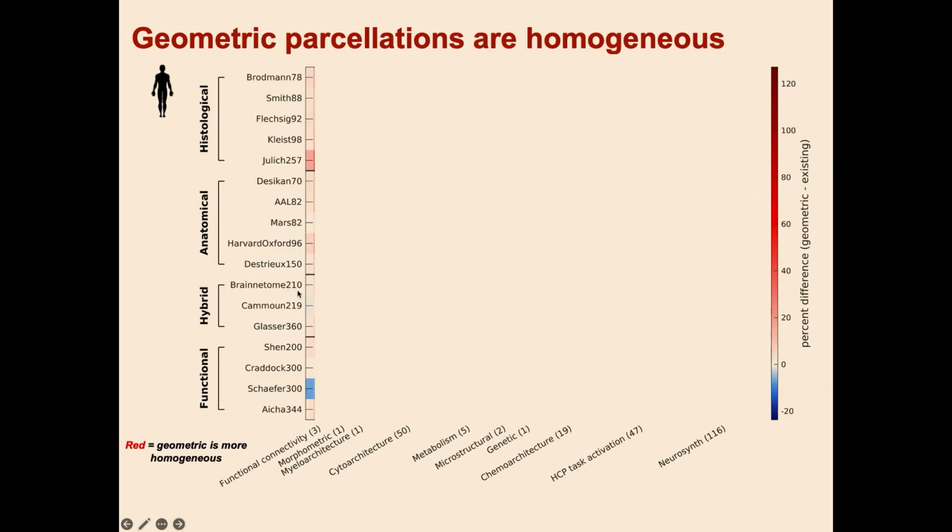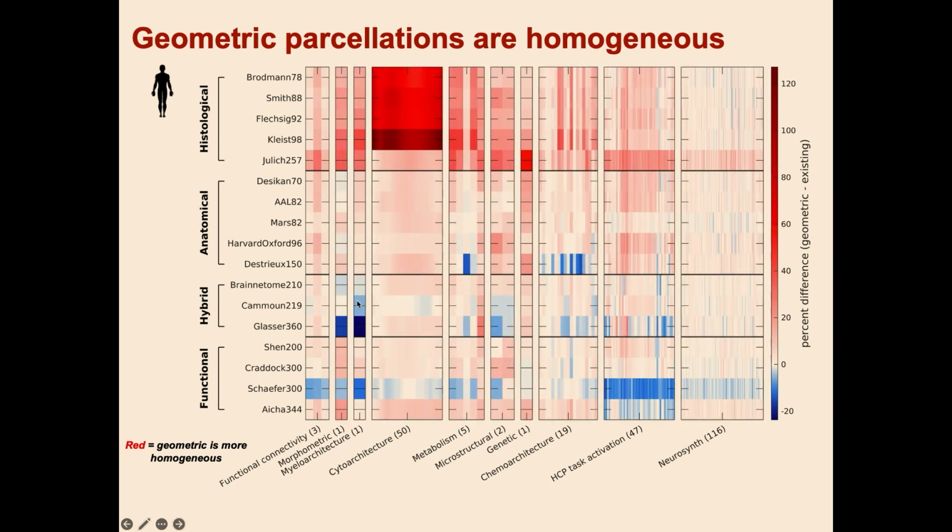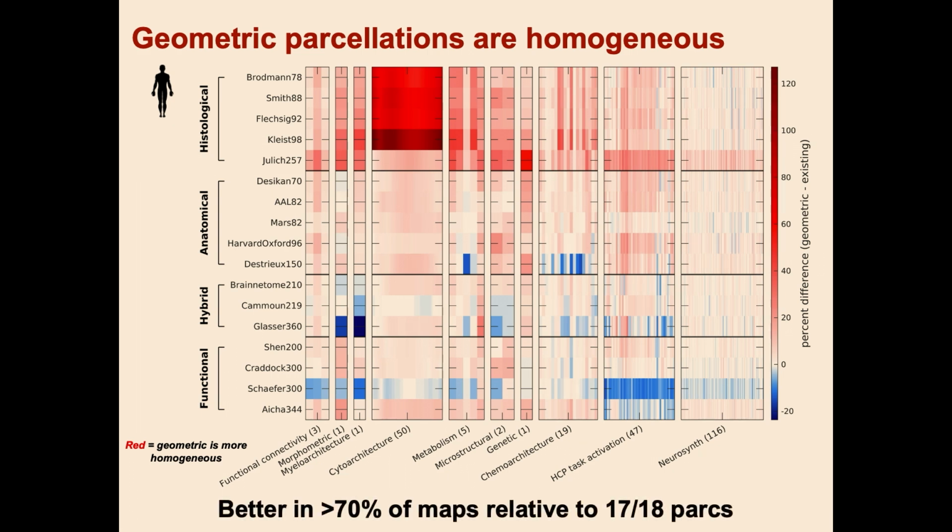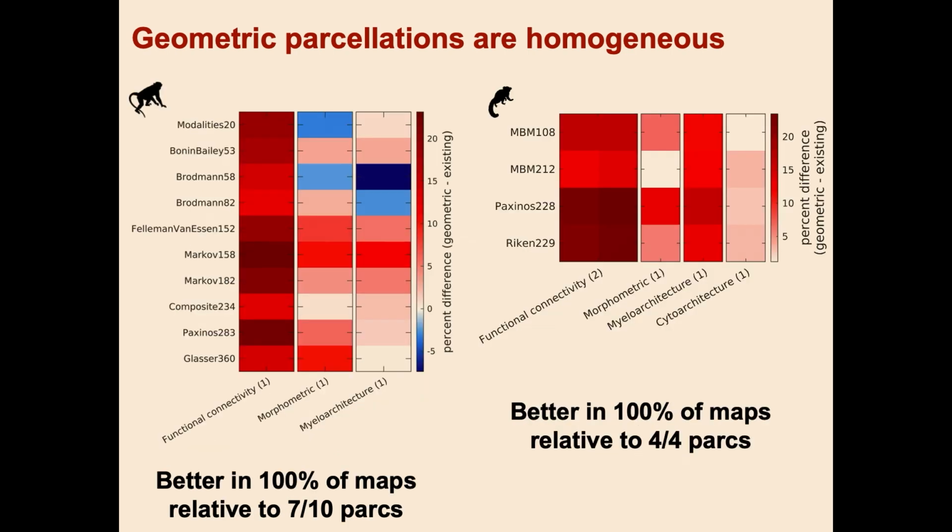And if we extend that to all the different types of modalities, we see the same effect. So here I'm showing you in the rows the parcellation and the different maps that we have. And red means the geometric parcellation is doing much better. And we see the same effect across the different maps simultaneously. And so it's better than about 70% of the maps relative to 17 of almost 18 of the parcellations we've assessed. And we see the same effect in marmosets and macaques. So that's pretty much the method.